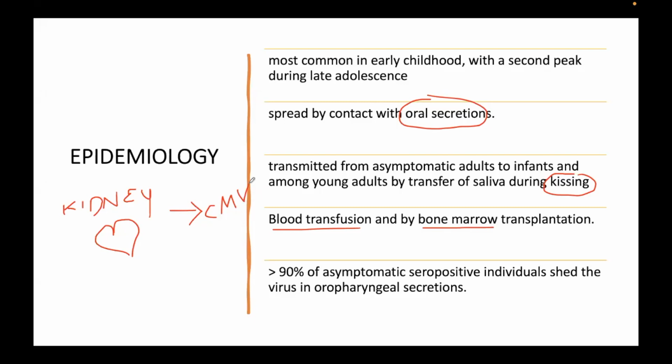Now, this is very important. More than 90% of asymptomatic individuals would shed the virus in their oropharyngeal secretions. And remember, this Epstein-Barr virus is transmitted through intimate kissing. Okay? If there are symptoms, then it's going to present with the classic fever, the lymphadenopathy, and the tonsillitis or the pharyngitis.